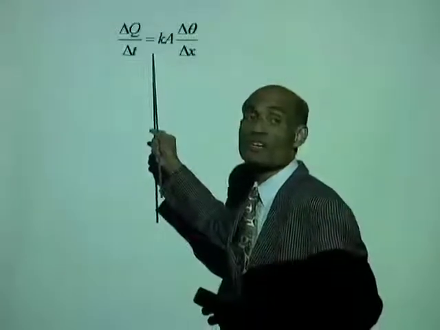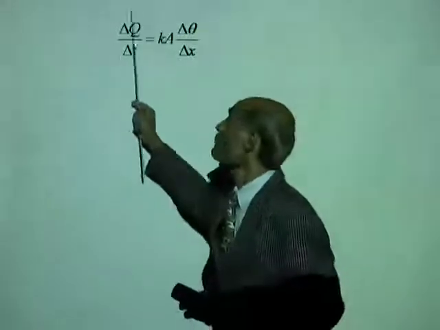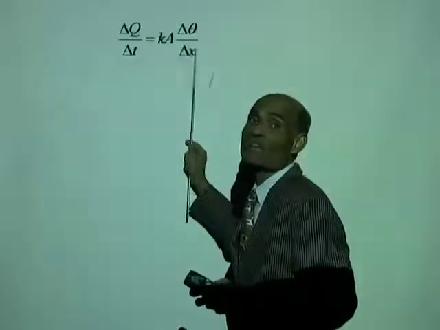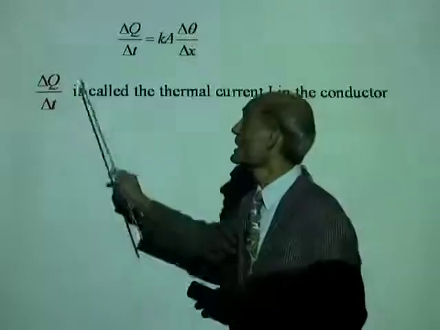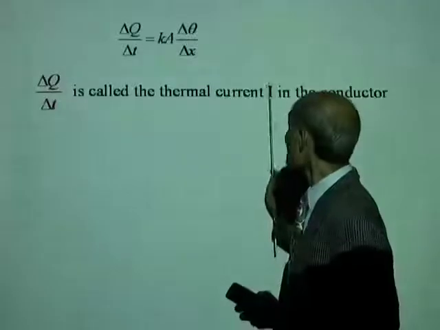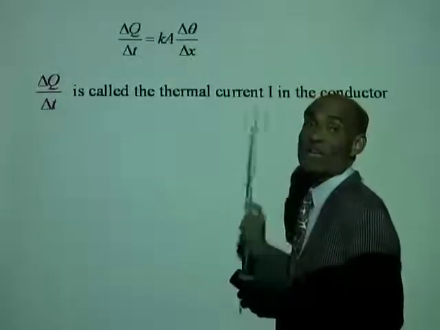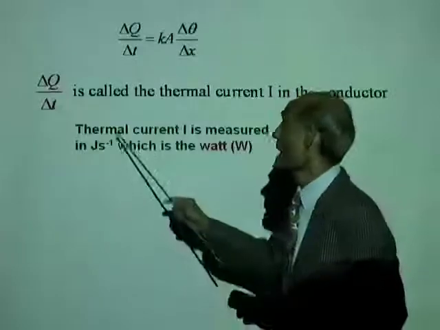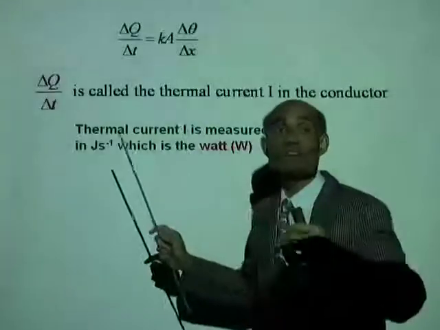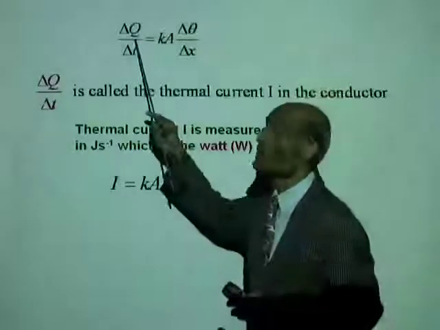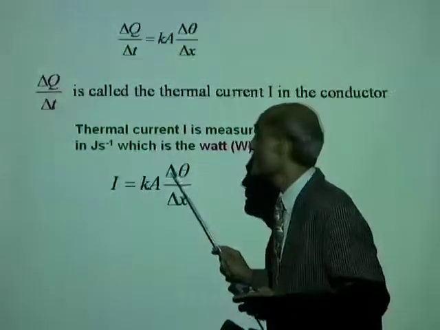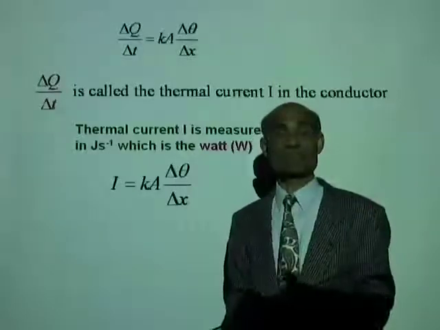Alright, so this is the equation we discussed earlier. The rate of flow of heat, the thermal current, equals K a delta theta by delta x. Delta Q by delta T is called the thermal current, and we will represent it by the uppercase letter I. Now, the thermal current is measured in what? Joules per second. And so, we can now rewrite this equation, I equals K a delta theta by delta x.